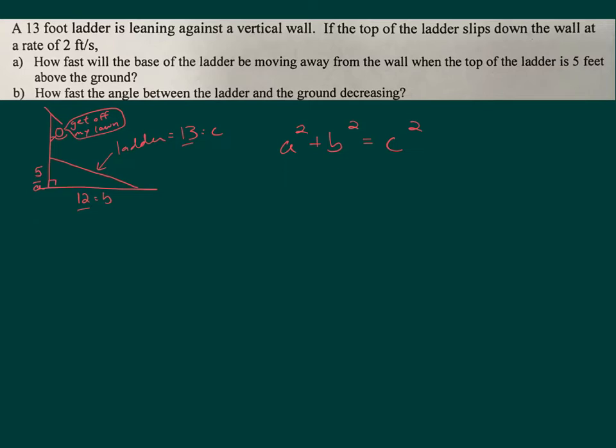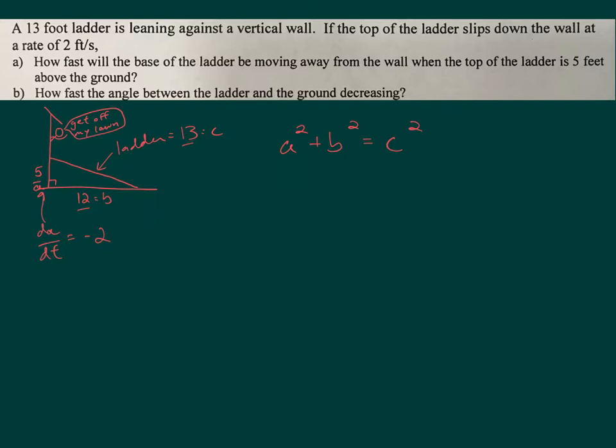And let's see, what can we say about the different rates? We have the ladder slips down the wall at a rate of 2 feet per second. So that means the rate here for A, we'll say dA/dt, is negative 2 feet per second. And that's because that distance is getting smaller. It is a decreasing distance.